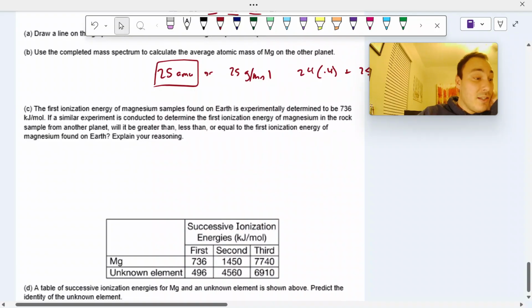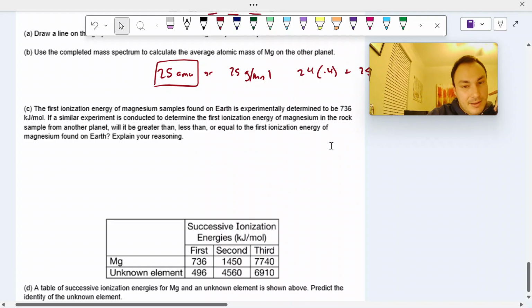The first ionization energy of magnesium samples found on Earth is experimentally found to be 736 kilojoules per mole. If a similar experiment is conducted to determine the first ionization energy of magnesium in the rock sample from another planet, will it be greater than, less than, or equal to the first ionization energy of magnesium found on Earth? Explain your reasoning. So kind of a lot there. Let me reread it again. Not going to lie, that one kind of went in one ear, out the other.